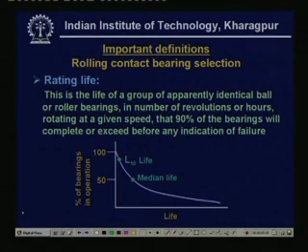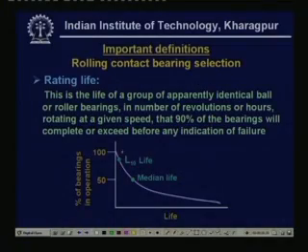So, once again to read it, this is the life of a group of apparently identical ball or roller bearings, in number of revolutions or hours rotating at a given speed, that 90% of the bearings will complete or exceed before any indication of failure. So, here 90% of the bearings were perfectly alright after going through this. That is what we call L10 life.